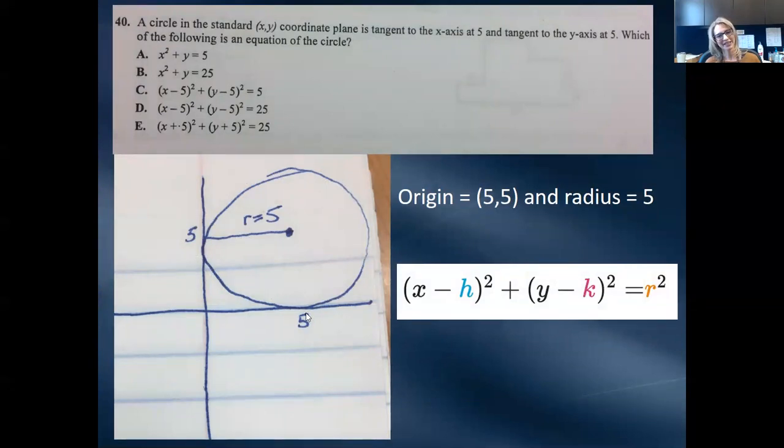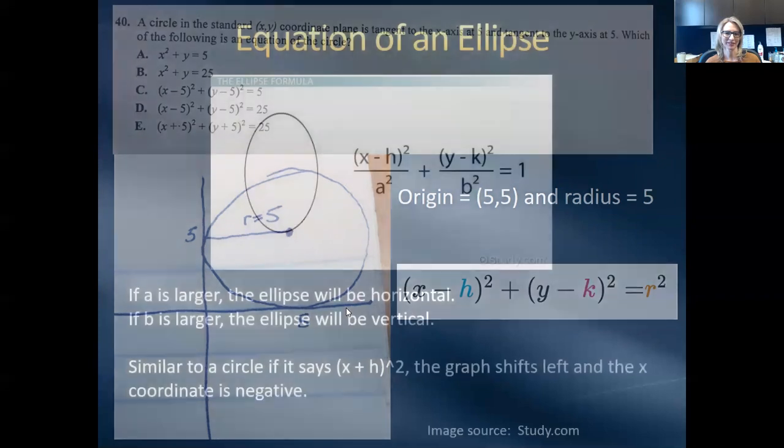But anyways, it's touching the x-axis at 5 and touching the y-axis at 5. It has a radius of 5 and its center is (5, 5). So that's the center. And if we just plug those numbers in, remember it's r squared at the end. So we have to have an answer that has 25 at the end. So it's going to be either B, D, or E. And since these are both positive numbers, if you plug them in, it's still going to have the minuses there. So it's D, (x minus 5) squared plus (y minus 5) squared equals 25.